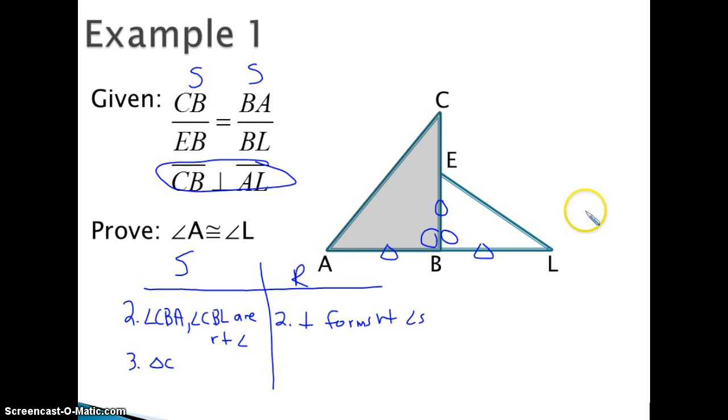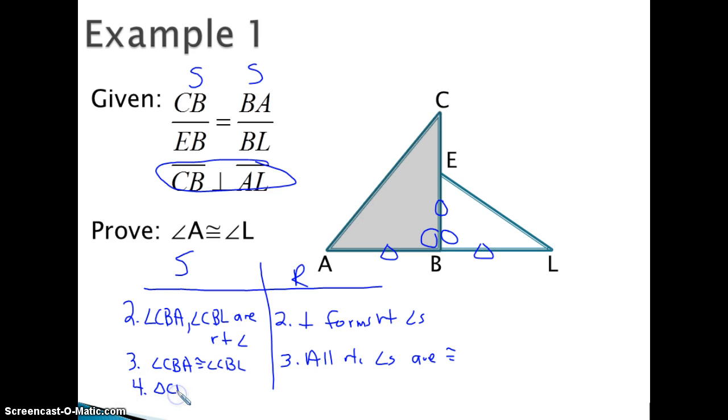Oops, not triangle. Alright, let's fix that. There we go. So angle CBA is congruent to angle CBL, because all right angles are congruent. So if those angles are congruent and the sides on either side of those angles are proportional, then what that means is that the triangles are similar.